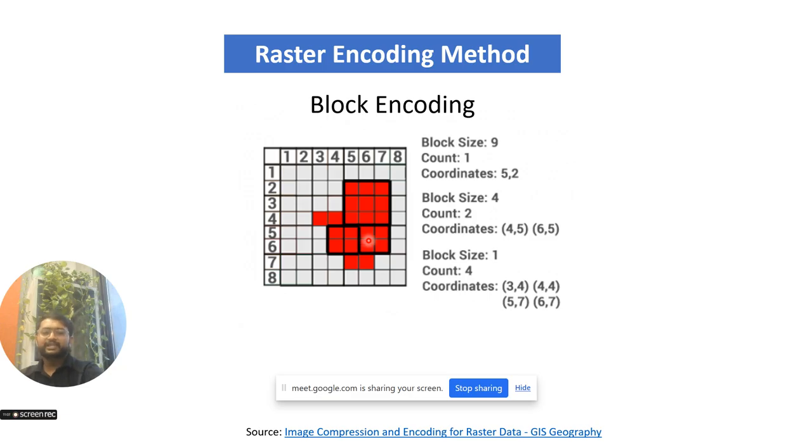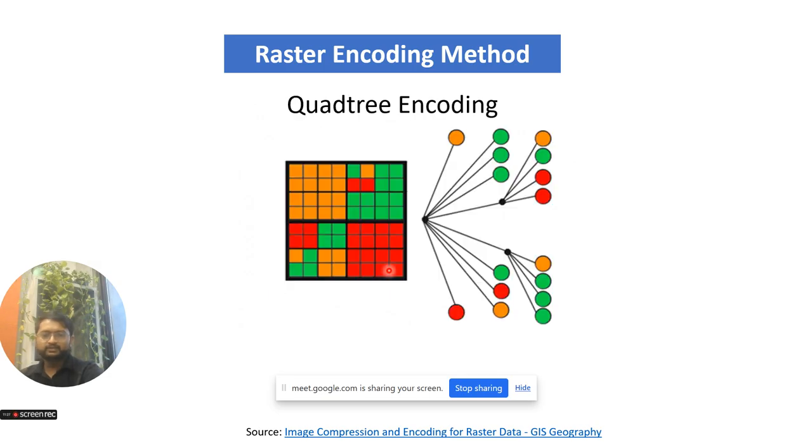After that, we have block size 1. So we go from largest to smallest. The block sizes will be 1, 4, 9, then 16, then 25, and so on. Then we specify the coordinates of each and every individual box.